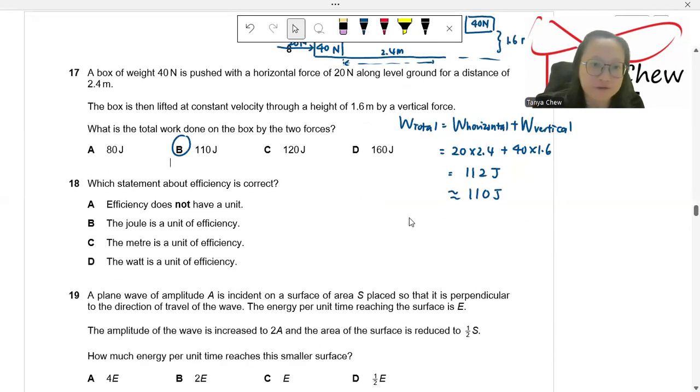Question number 18. Which statement about efficiency is correct? A, efficiency doesn't have a unit. This is true. B, joule is a unit. No, joule is not the unit of efficiency. Efficiency is just the ratio of useful output power to input power. If you want to times 100% to see the percentage of efficiency, you may do that. Else, you just take the ratio of useful output power over input power, or useful output work divided by input work, or useful output energy divided by input energy. That is why it has no unit. A is the answer.